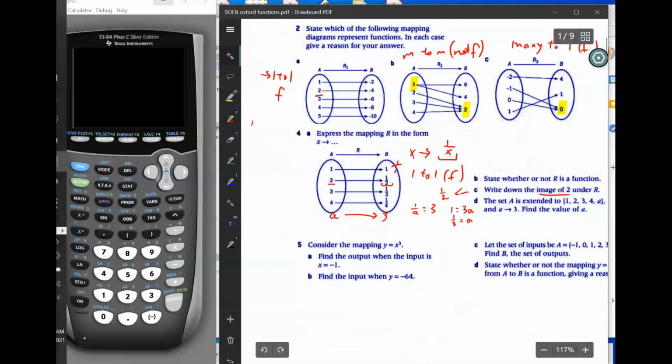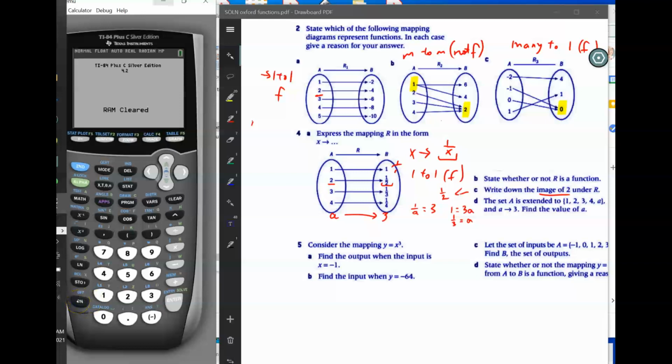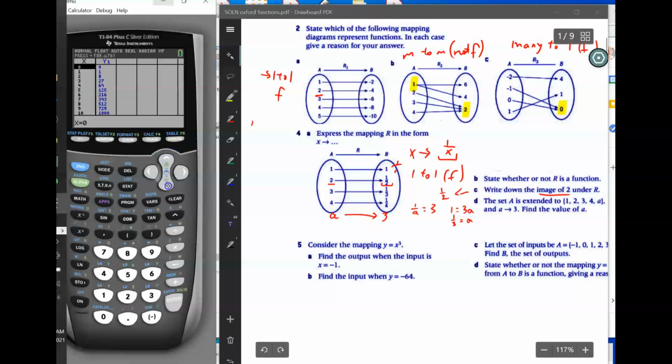Okay, number 5. Consider the mapping y equals x cubed. Find the output when the input is x equals -1. Okay, so this one is pretty straightforward, and I think I can use the calculator for this. So whenever you have a function, go ahead and put it into y equals x cubed. There's a couple ways I could do this, but remember, table is a pretty convenient way of finding it for whole numbers. And so I want to know what the y value is when the x value is -1. I just go to -1, and the y value is -1.